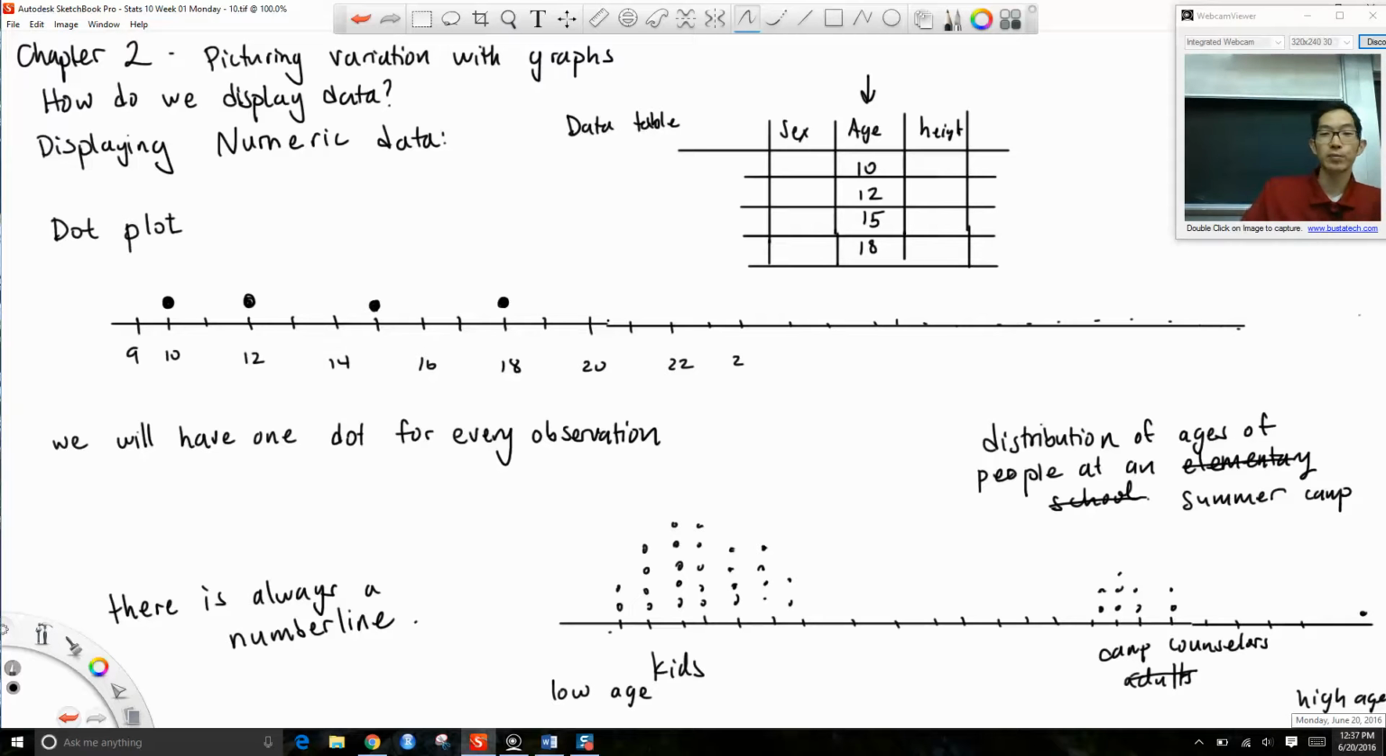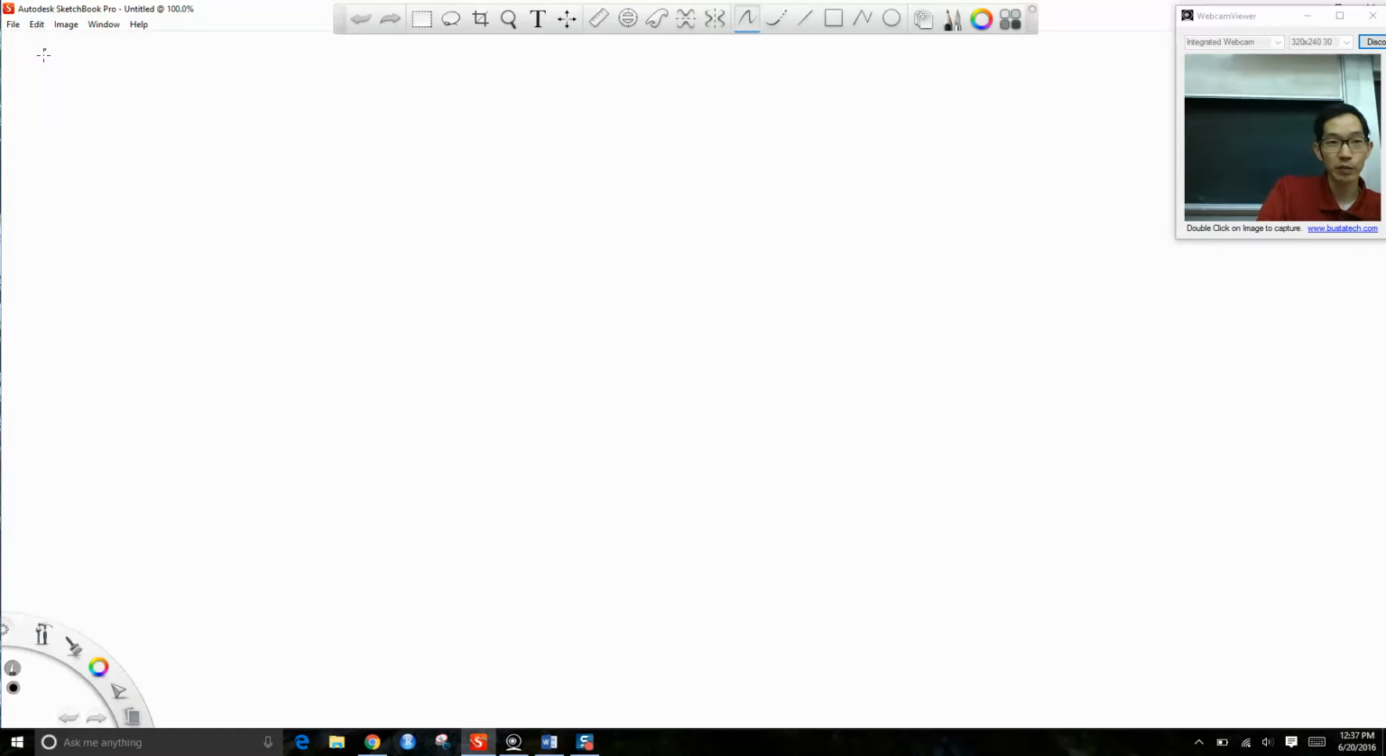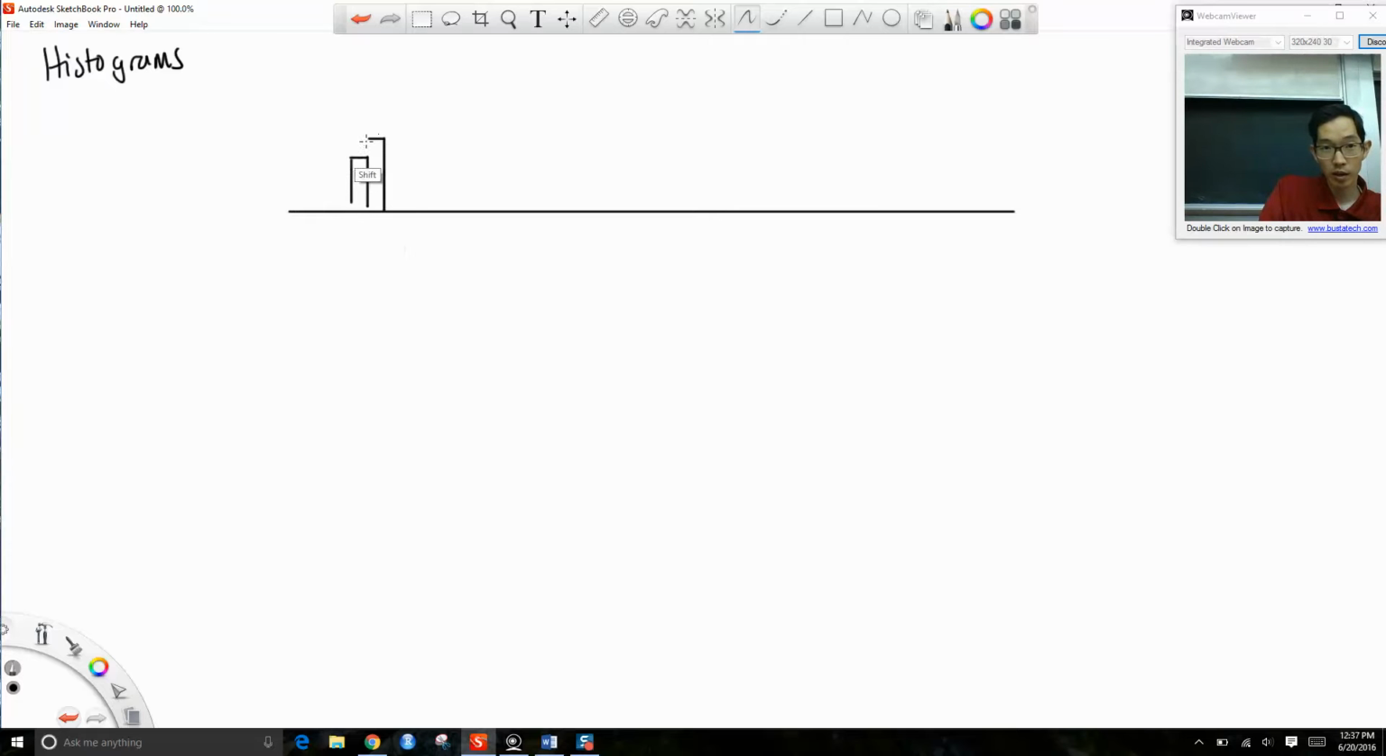If instead of using dots, we put things into bars, this suddenly becomes a histogram. So if I may flip to the next slide, we have histograms. And in a histogram it will look something like this. The previous one with the different ages. Something like that. You have bars rather than dots.